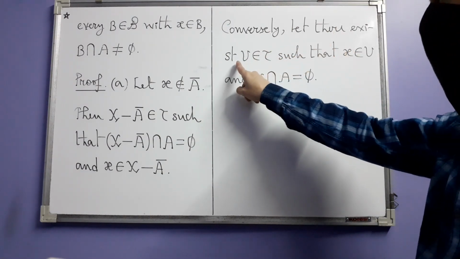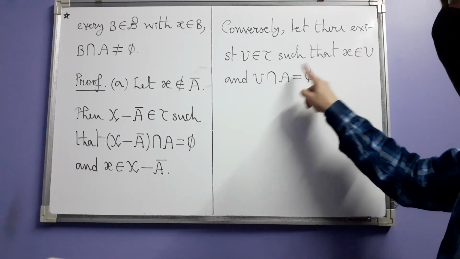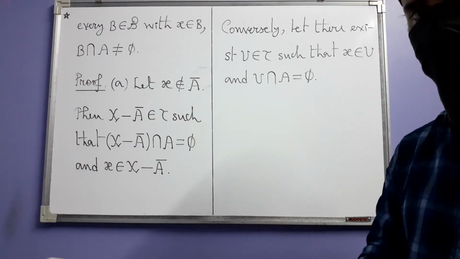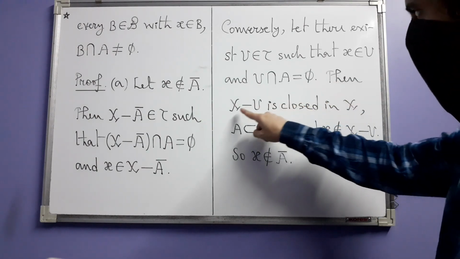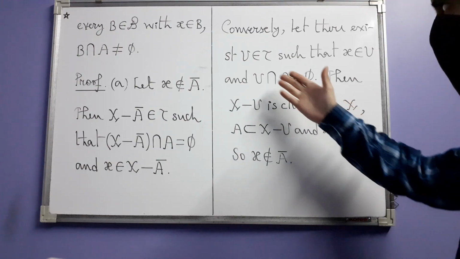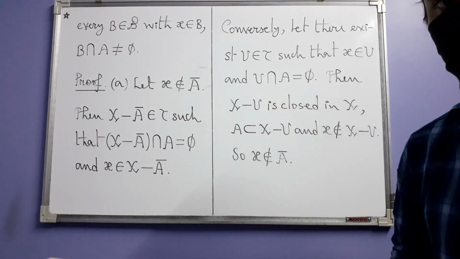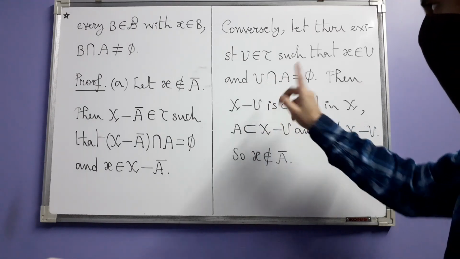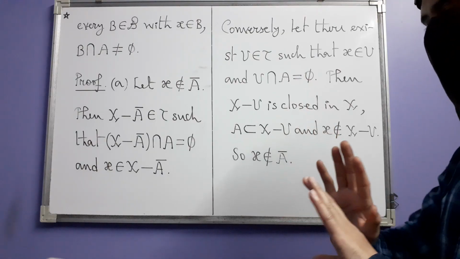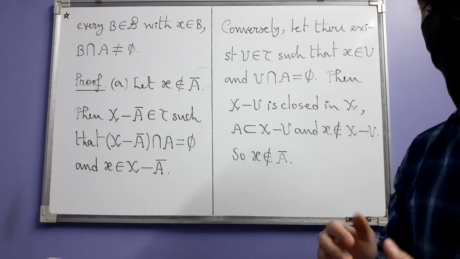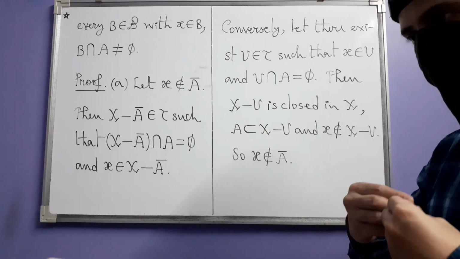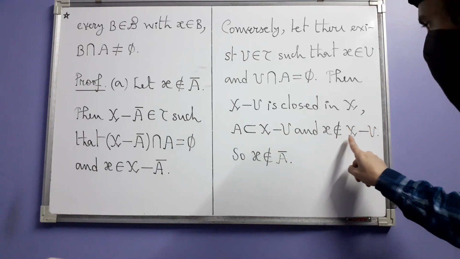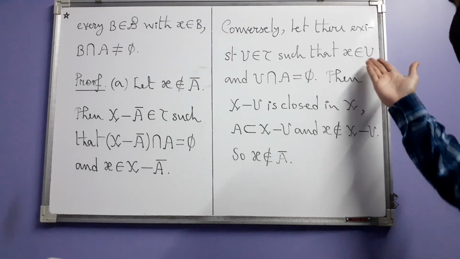Conversely, let there be an open set U in tau which contains X but which does not intersect A. Now we need to show that X then does not belong to the closure of A. Then X difference U is closed in X because U is open in X, U comes from the topology. Additionally, A is contained in X difference U, because U does not intersect A, that means every part of U lies outside of A. So automatically A is contained in that outside, which is this complement. And additionally, X does not belong to X difference U, obviously because X belongs to U.